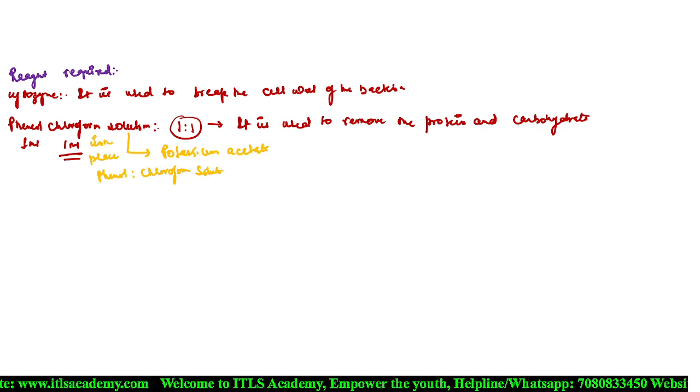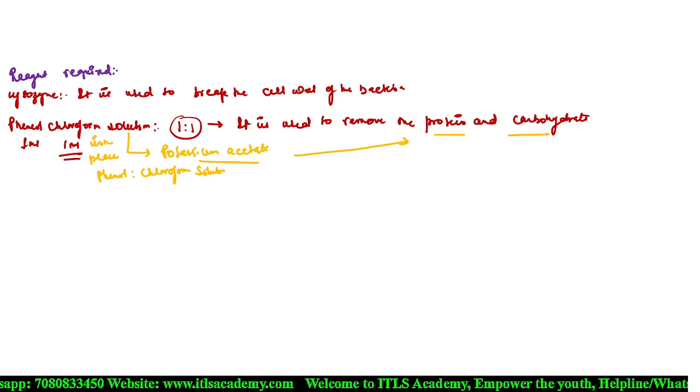We can also use potassium acetate so that this protein and carbohydrate can be removed. Okay. Then next is SDS. It acts as a detergent.